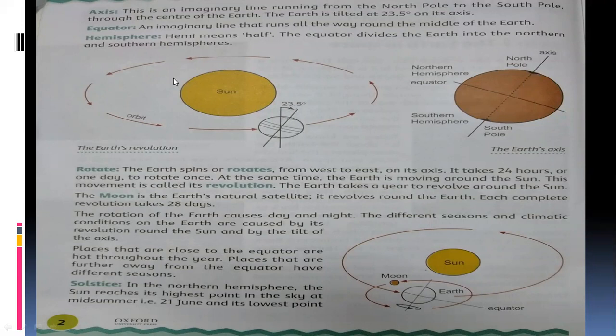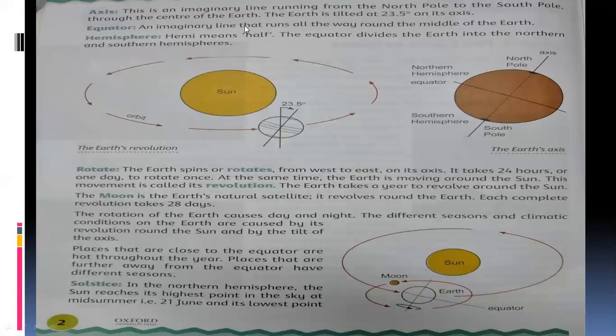Second one, we have another thing, the equator. It is also an imaginary line that runs all the way around the middle of the earth. Here, it is in the middle of the earth. This is the equator.